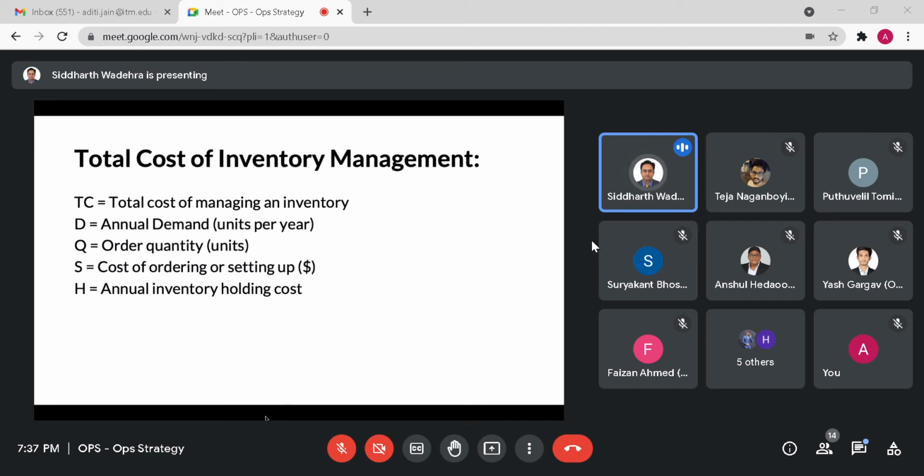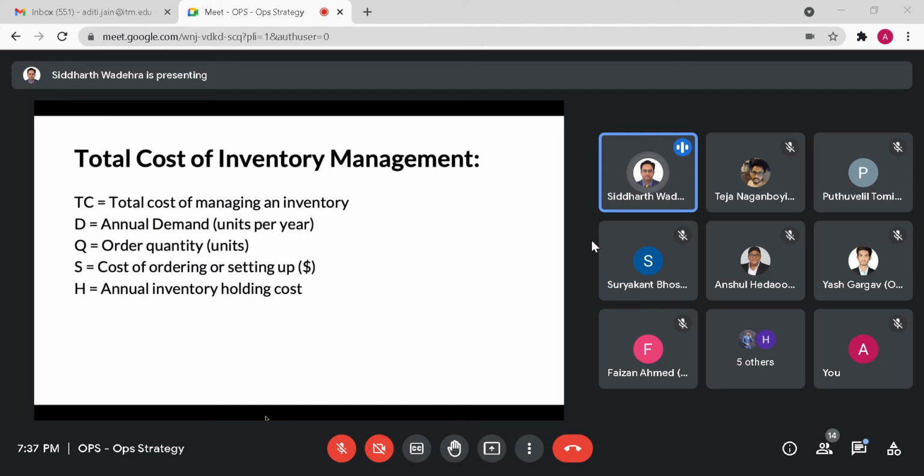So we are keeping the cost of the item aside. We are not taking that into account. Whatever the cost of the item is, say it's a pen or whatever it is, we are not really taking that into account. We are simply looking at the total cost of managing the inventory. If you look at the total cost of managing the inventory, it's going to be two components.